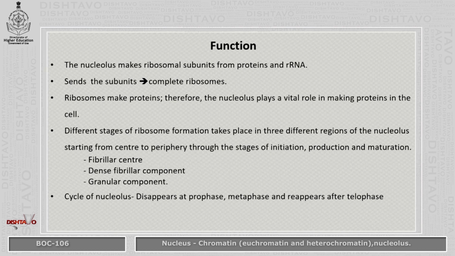The nucleolus keeps in touch with the cycle of the cell. It disappears at prophase and metaphase, and reappears after telophase, that is, when the cell division has taken place and 2 daughter cells are reaching their maturity.